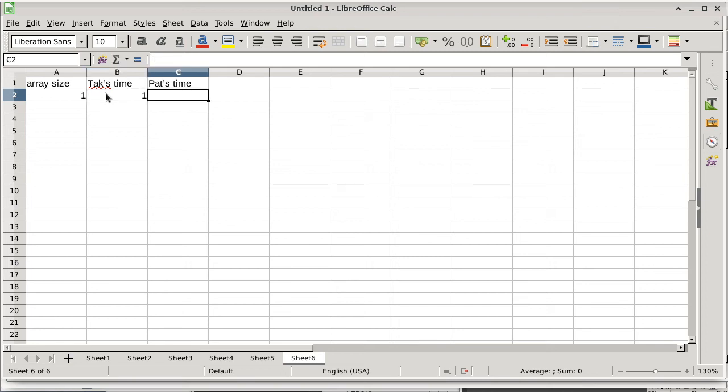Pat, on the other hand, is using linear search, which is basically just going through the array from the beginning to the end. So how many comparisons do you think Pat's approach will need in order to confirm that the only thing in the array is not what we're looking for?